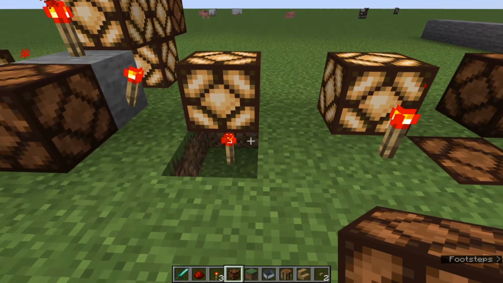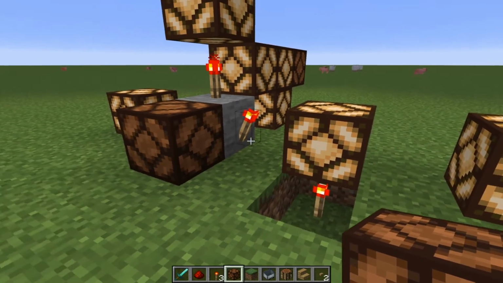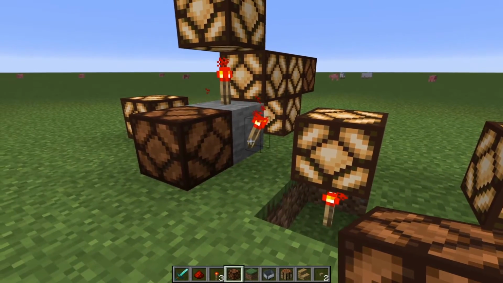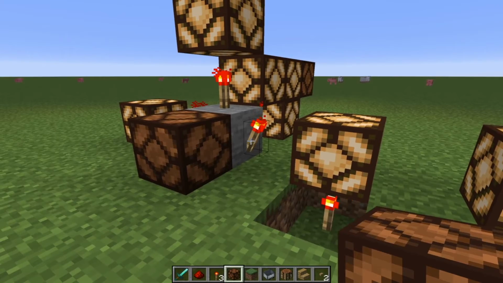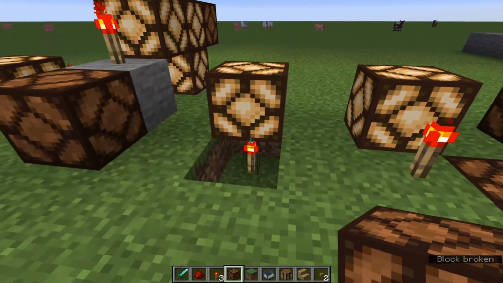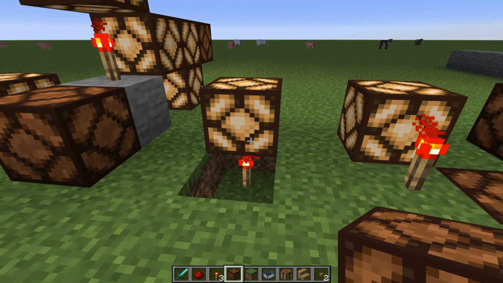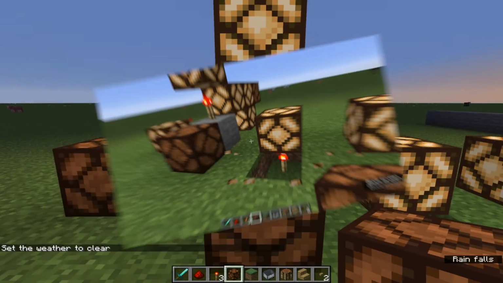So here is a demonstration of what I was trying to show you. Now, this would be on even without this torch underneath. Why? Because we actually have another redstone torch here. So let's take this off. See, the redstone torch is activating the block above it, and it's actually going to give power here as well.